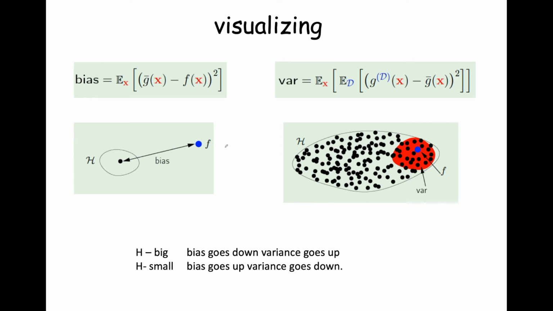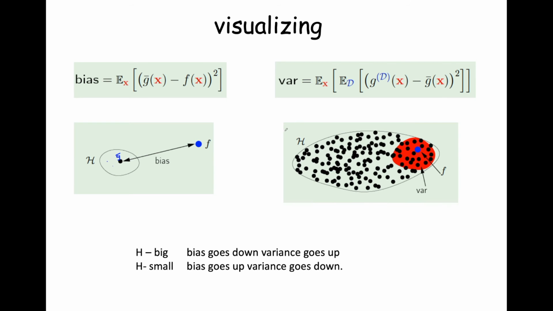visualize this graphically. Now, on the left-hand side, we list the bias. And this bias is the distance between your average best hypothesis, g bar, and your unknown target function, f. And so if your hypothesis set is very small, well, what happens? If it's small, the bias is going to go up. It's less expressive, but the variance, the differences that this g can have, is going to go down.